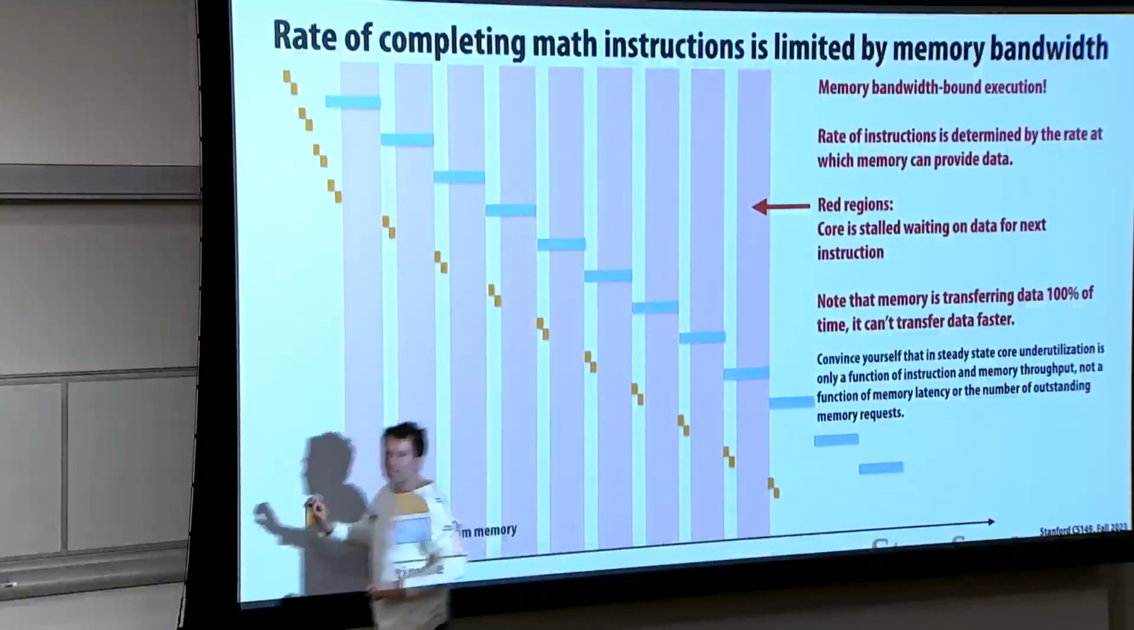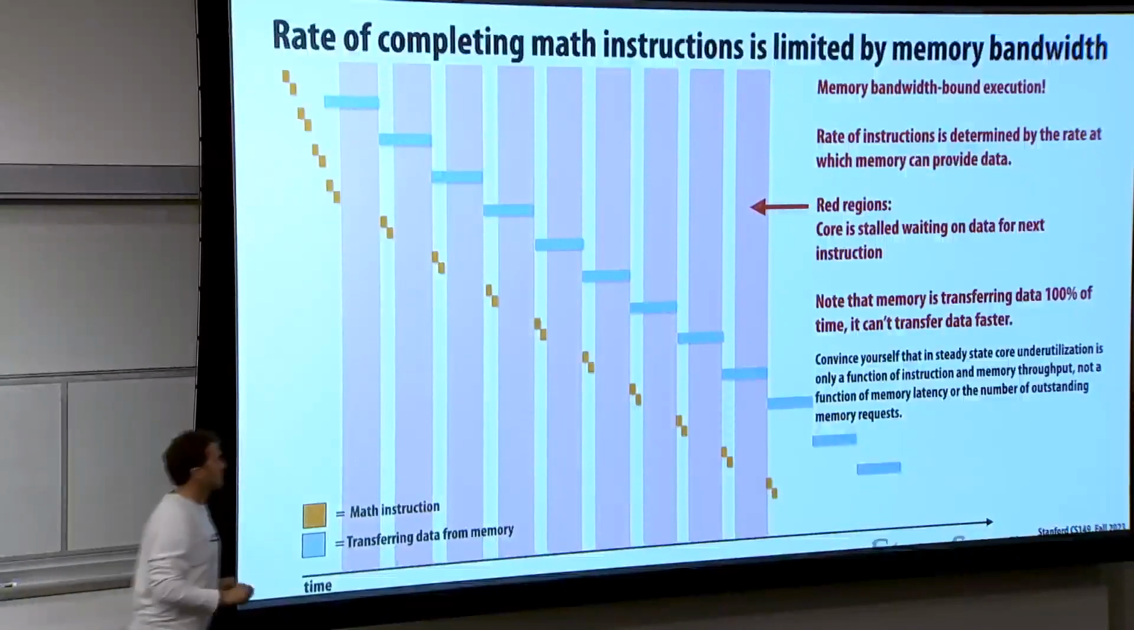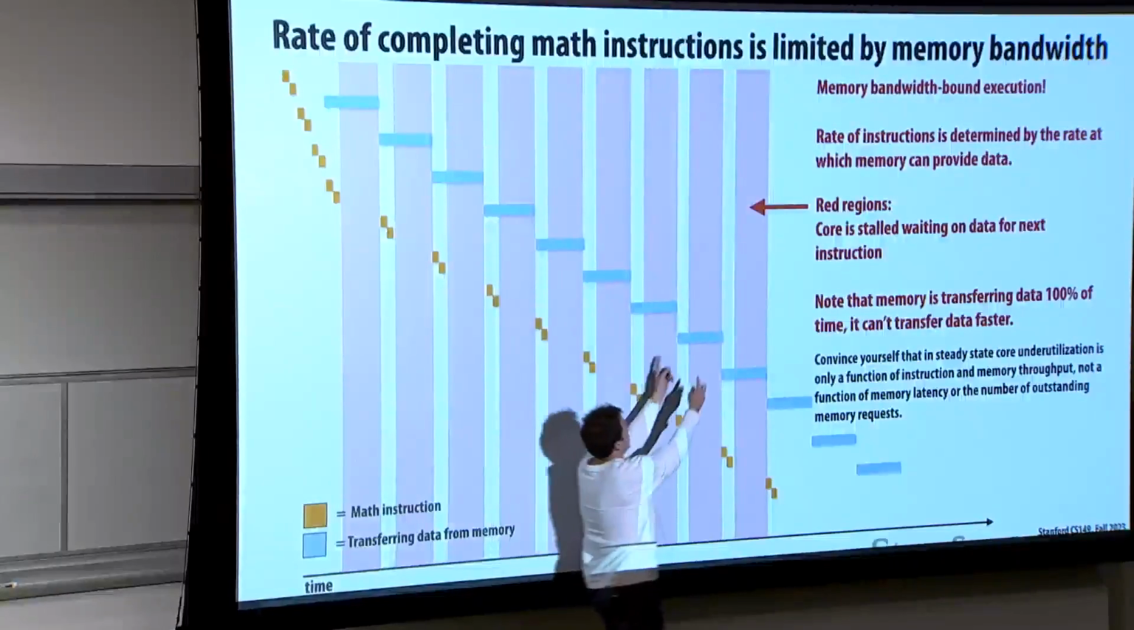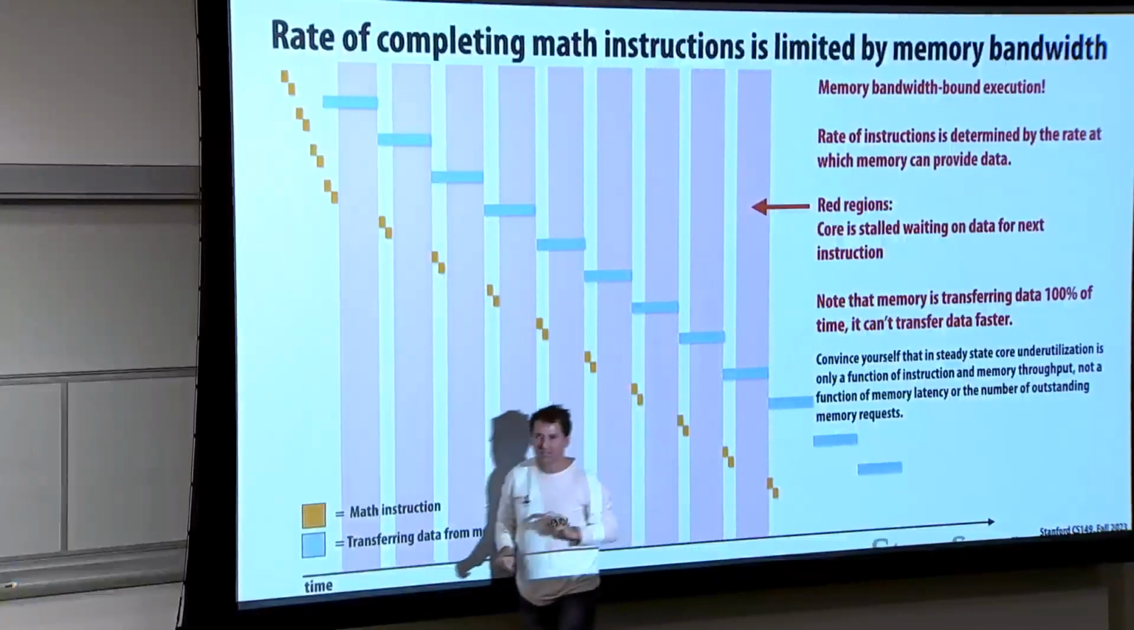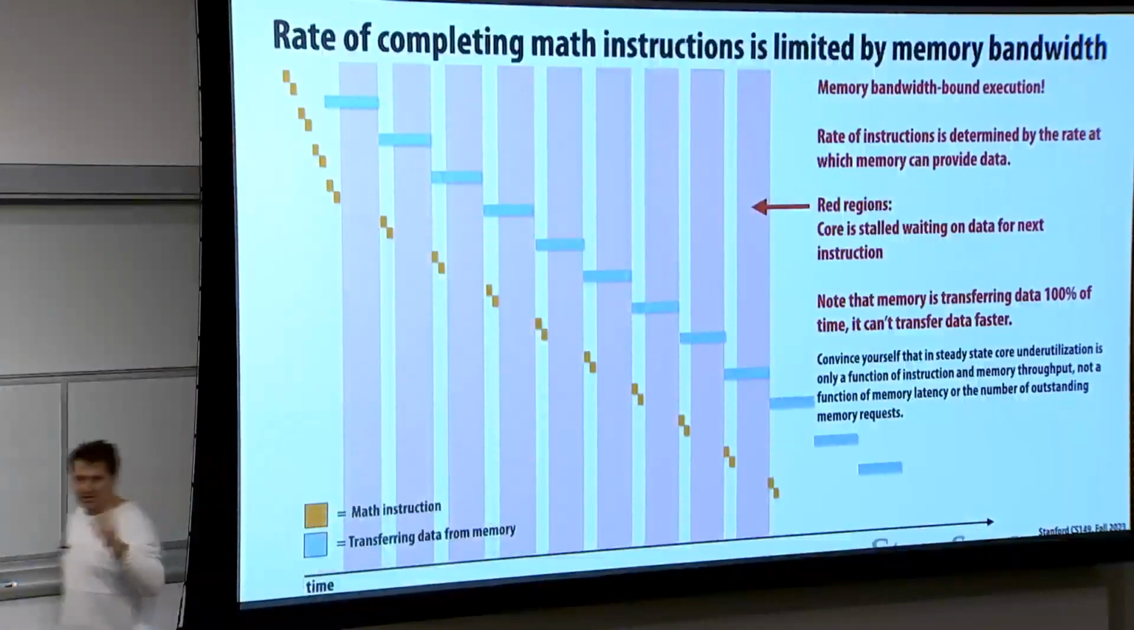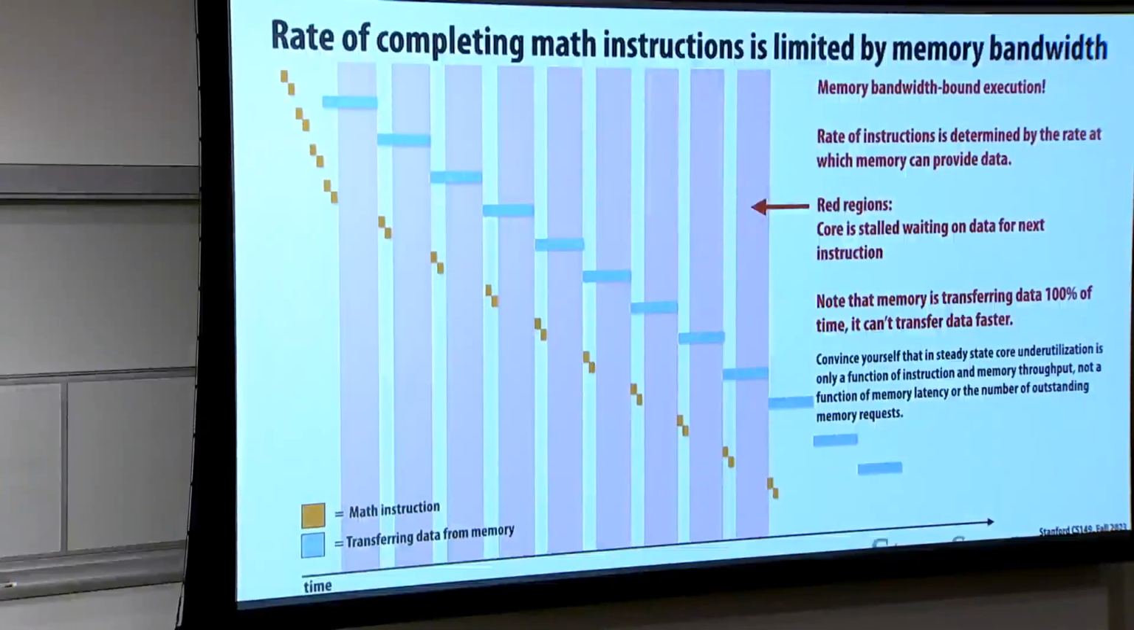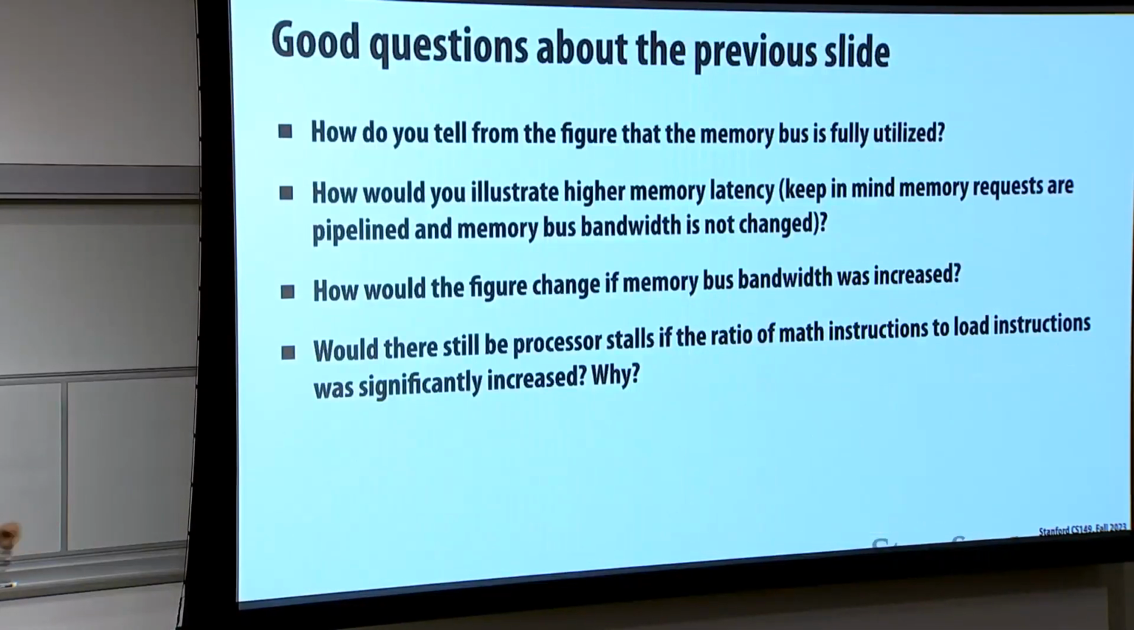If you increase the bandwidth of the system, what would happen? The blue bar should shrink. And if the blue bar shrinks, that means I'm stalled less in the pink regions. If I increase the number of math operations per blue memory request, utilization goes up. Those are all things that I want you to be able to think through.